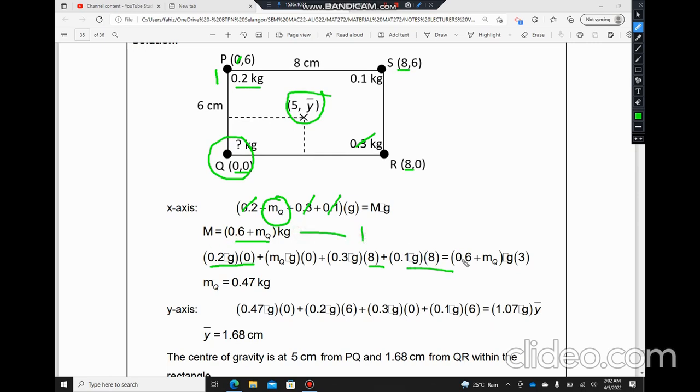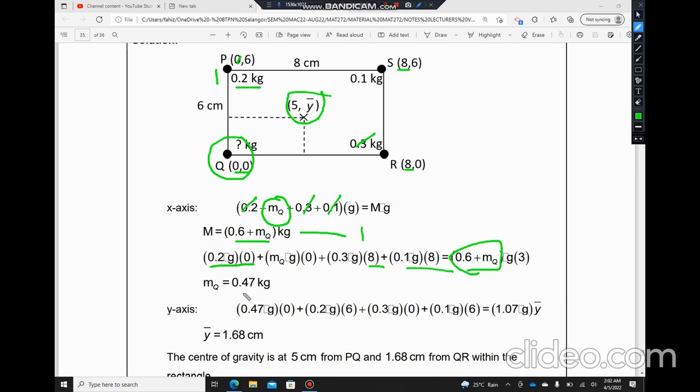Okay, so it is equals to, we take the equation on top, the first equation we got earlier, 0.6 plus MQ, this is the value for M, it has the term MQ. Okay, then multiply by G and then 3. Okay, the distance is 3 here. Okay, so you solve for MQ, so you will get 0.47. So later you can solve for MQ.